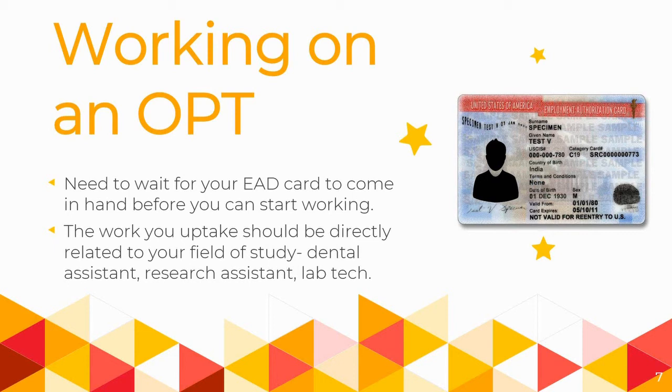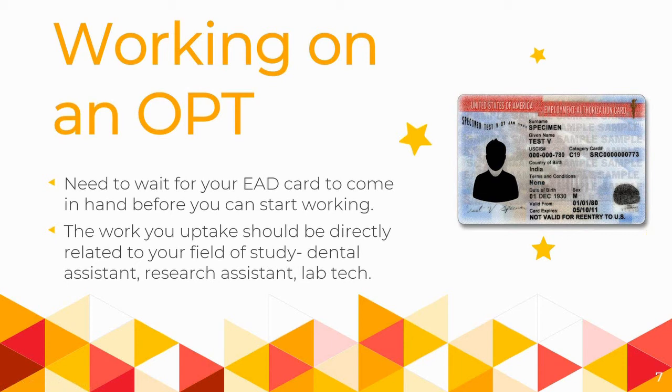So one of the main things is that once you apply for your OPT and it takes those 90 days to get processed, sometimes even more, sometimes less, you need to wait for this card to come in your mail, to be in your hand before you can actually start working. And then the work that you take has to be very directly related to your field of study.